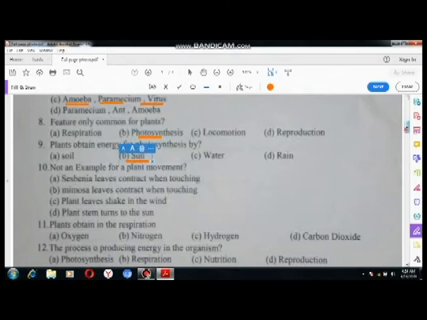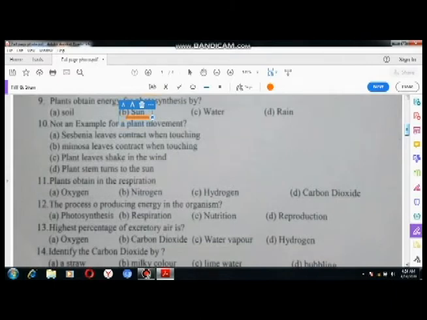Not an example for a plant's movement. There are two answers. First one, Sesbania leaves contract when touched. Answer C, plant leaves shake in the wind.